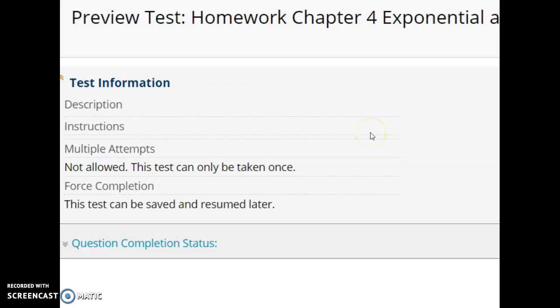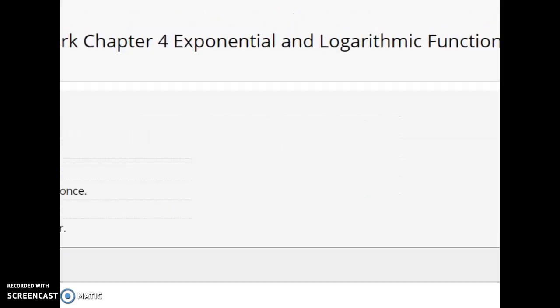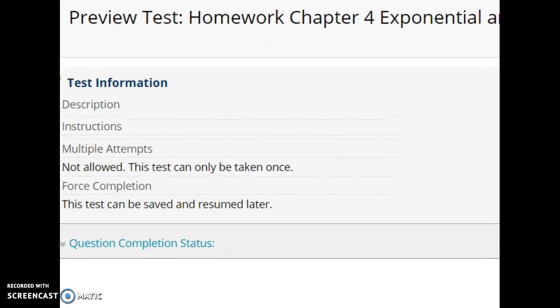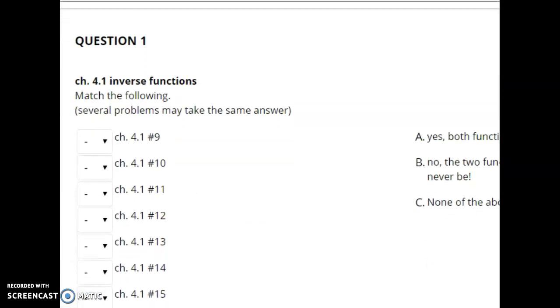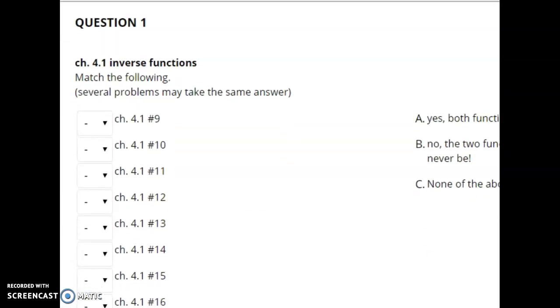These are hints for the homework, chapter 4 for exponential and logarithmic functions. It says preview test, but Blackboard calls everything test. This is really the homework quiz. All right. So here, question 1. Inverse functions match the following.